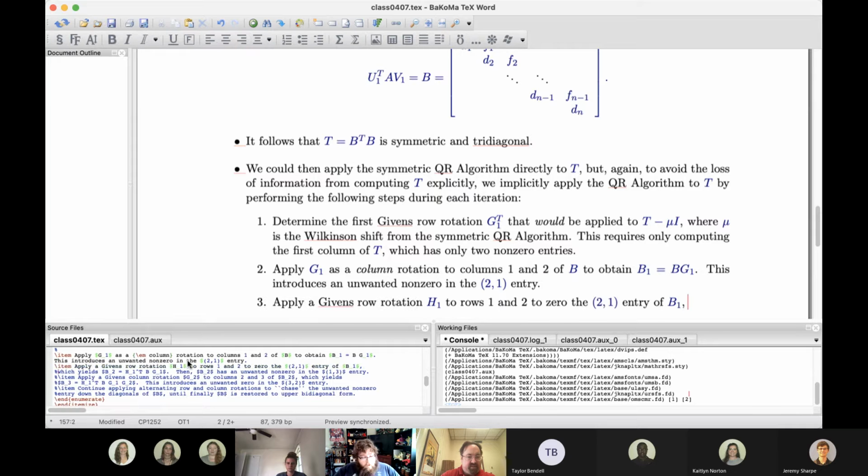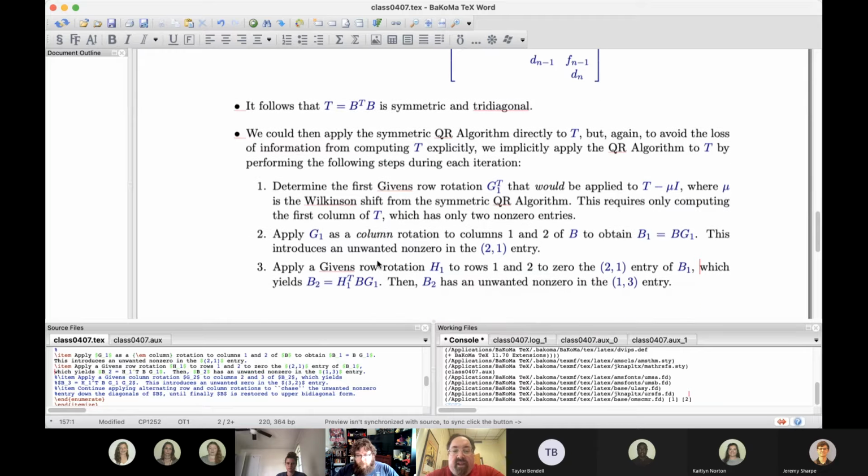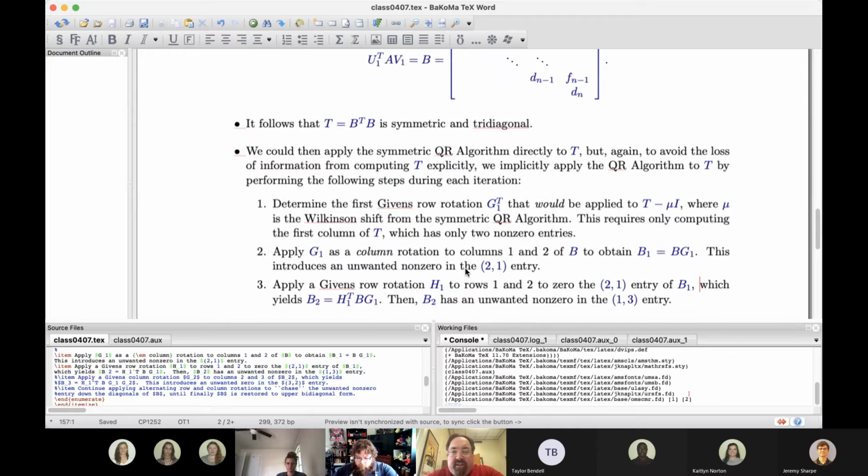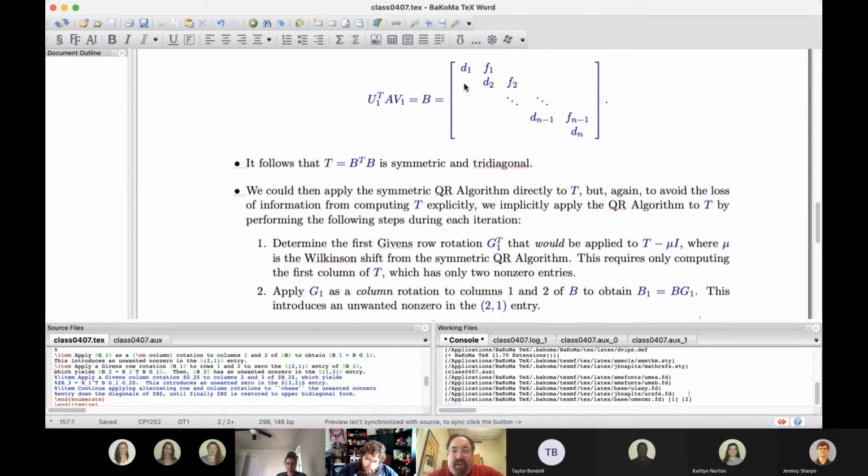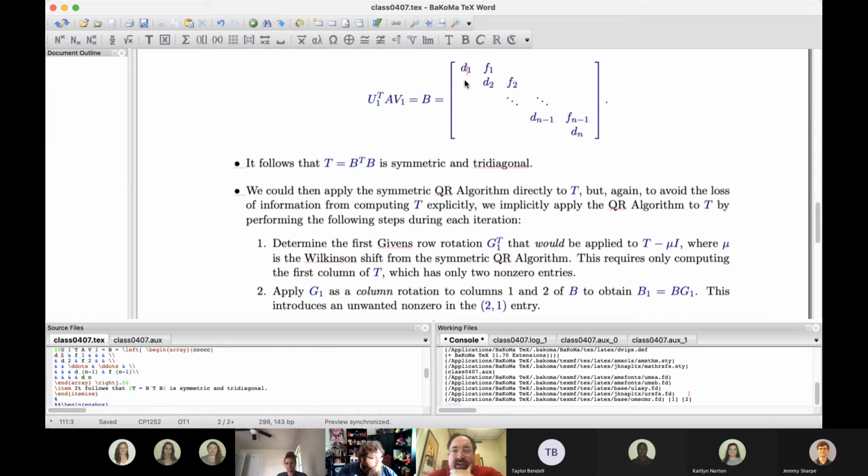Then what we do is we apply a Givens row rotation on the left to rows 1 and 2, because we have this unwanted non-zero entry right here. By rotating rows 1 and 2 using D1, we can get rid of that entry. So now we no longer have any unwanted non-zero entries below the diagonal. But if I rotate rows 1 and 2 to zero out this entry where I'm hovering right here, that's going to wreck the upper bidiagonal structure in a different way. It's going to give me a new unwanted non-zero entry. Can anyone tell me where it would be? Rotating these two rows.